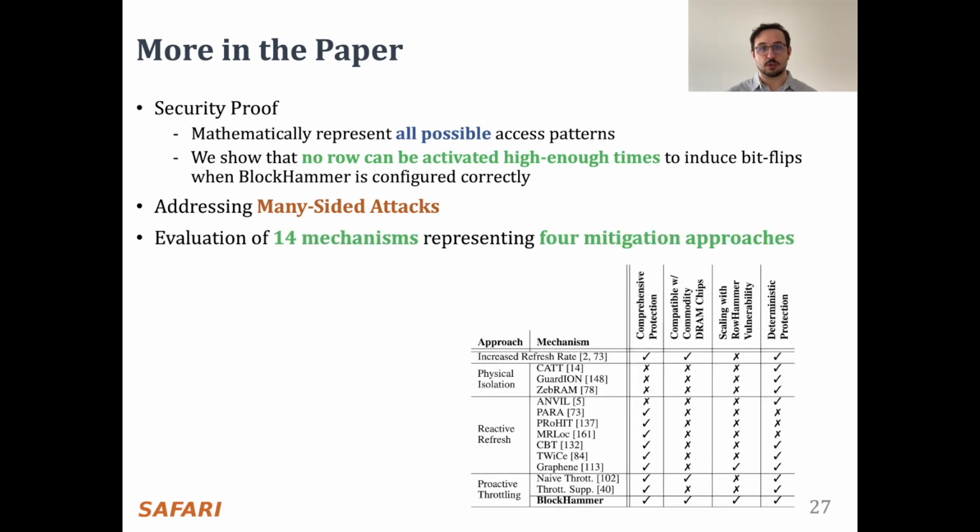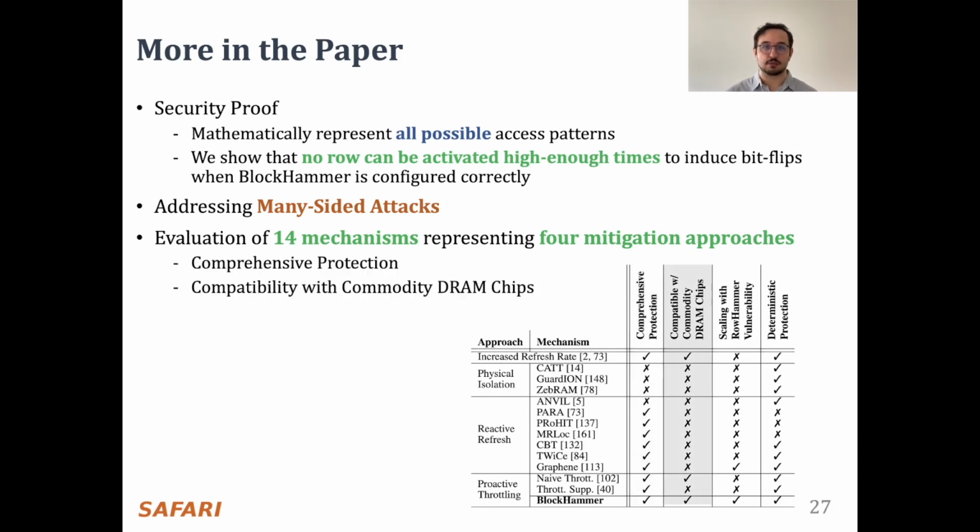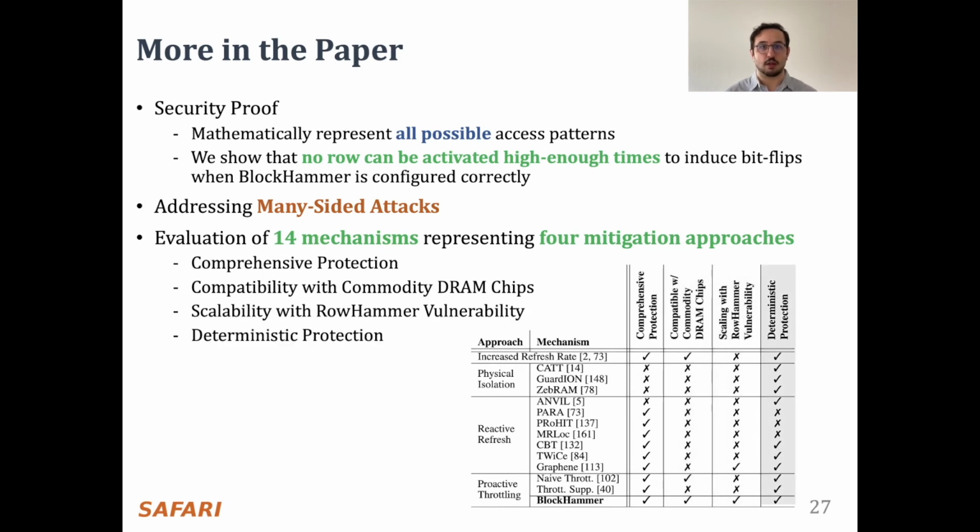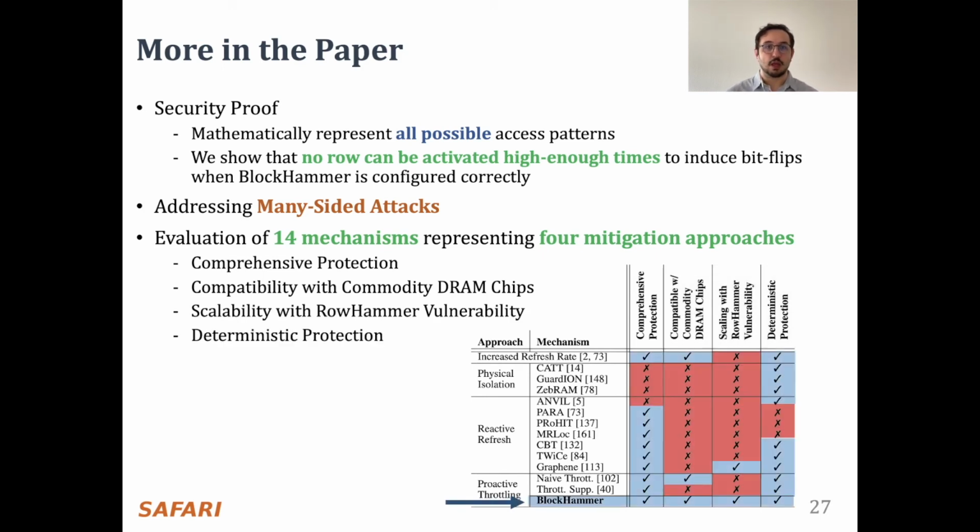And third, we evaluate all 4 high-level RowHammer mitigation approaches by analyzing 14 mechanisms from 4 aspects: comprehensive protection, compatibility with commodity DRAM chips, scalability with worsening RowHammer vulnerability, and deterministic protection. We show that BlockHammer is the only mechanism that satisfies all of them.